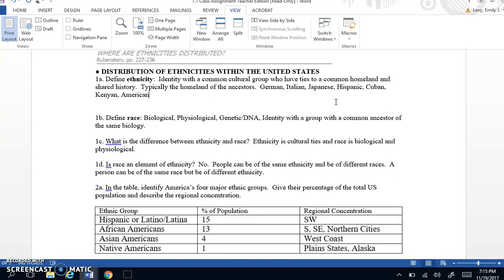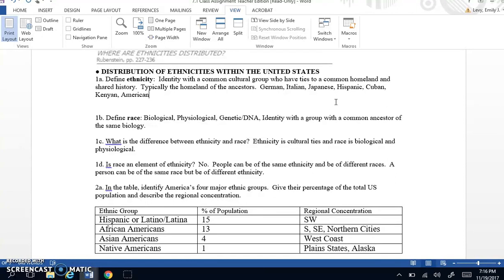So, for example, I use myself as an example in class. Half of my family originates in Ireland, and the other half of my family originates in Germany. So my ethnicity is Irish-German. Now, when we look at race, race is biological, it's more physiological, it's genetic, it has to do with one's DNA. So race is identity with a group with a common ancestor of the same biology.